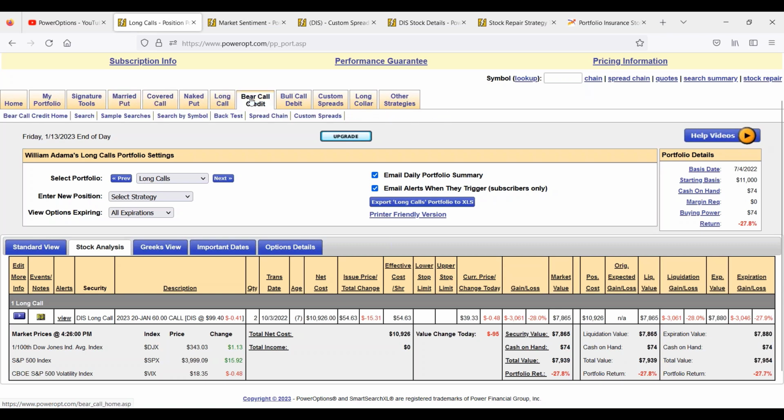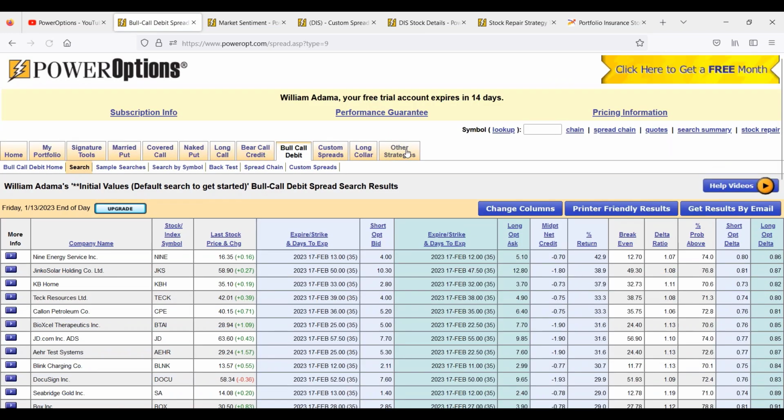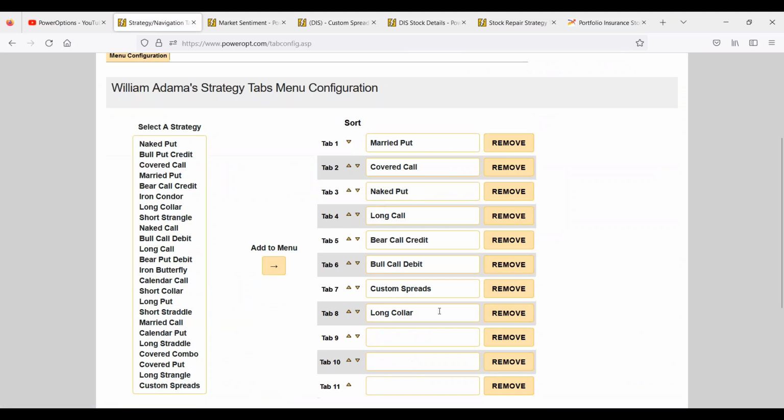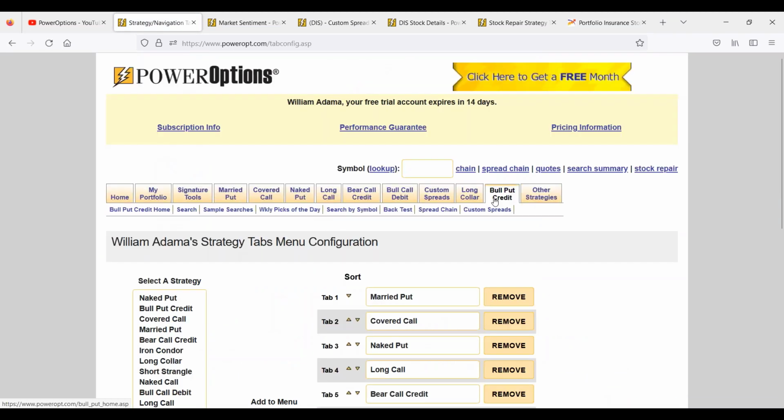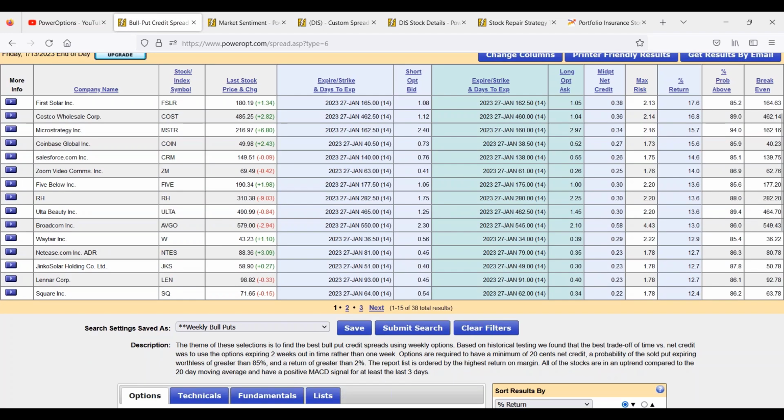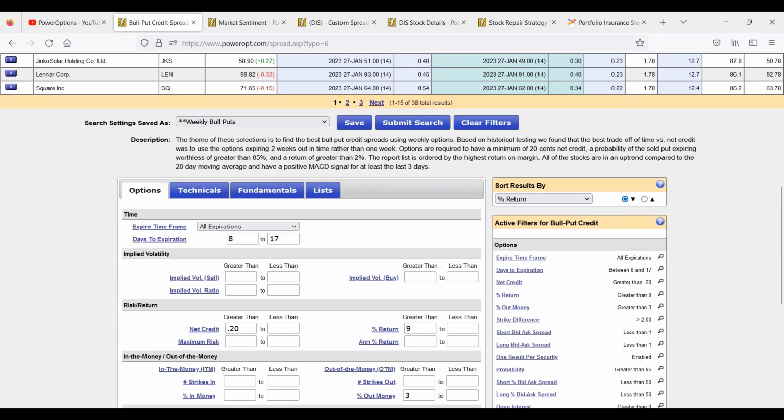And I'm sorry, let me just go to, I want to go to bull call debit. It's close enough to bull put credit spread, but actually, I'm sorry. I do want to go here, Ron. Let me add bull put credit. Fantastic. Okay, why am I going here? So I want to take a look at the weekly bull call credit spread screen.